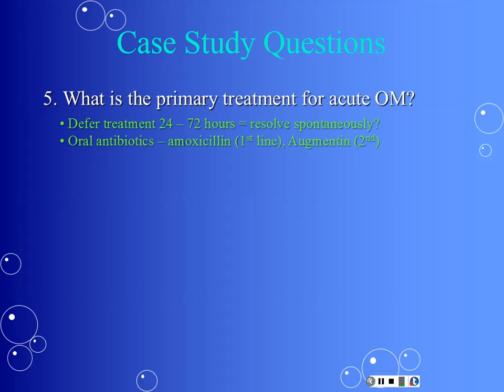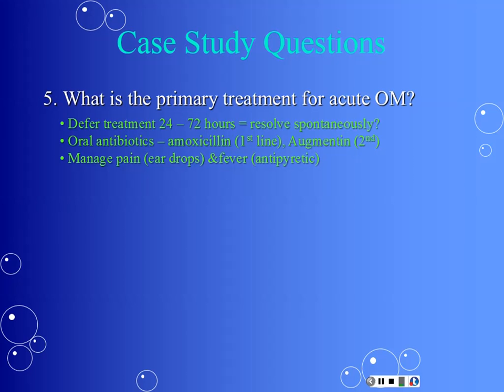What do parents do regardless? They go fill the antibiotics and give it to them. They want to treat their kid. So a lot of them will resolve. But just in case, they will give oral antibiotics. Amoxicillin's the first line. I'll talk about antibiotic overuse. Amoxicillin is the one that is overused pretty much the most, so it's not as effective a lot of times. Then they may progress to Augmentin, which is a penicillin combo, as the second line if that doesn't work.